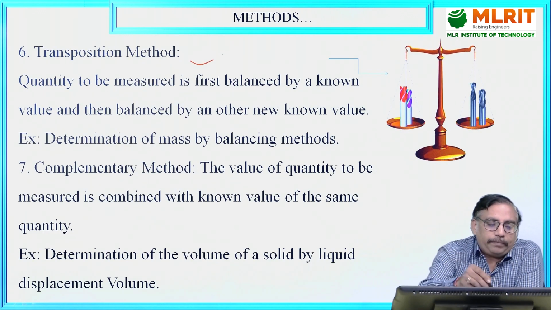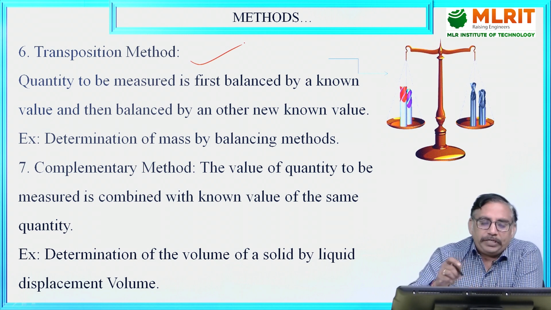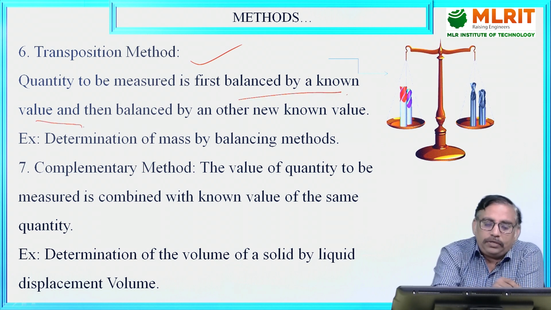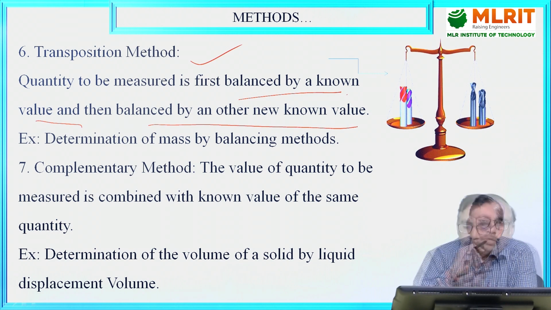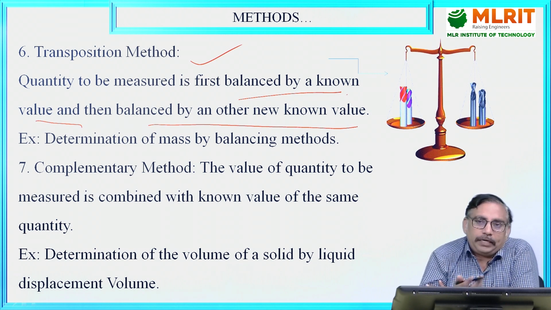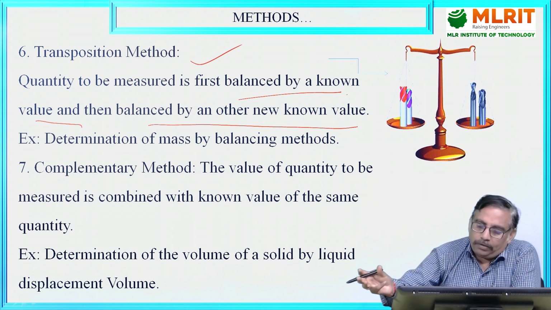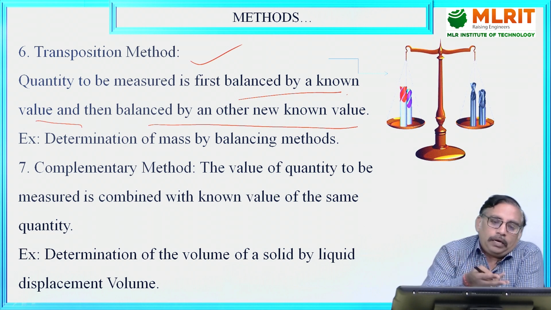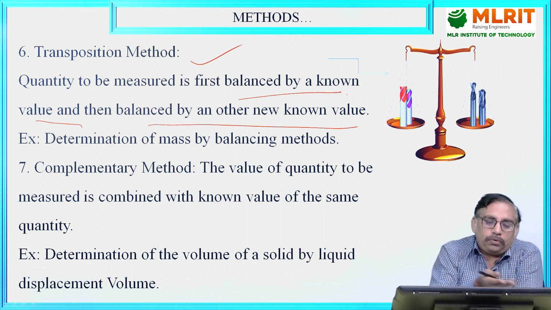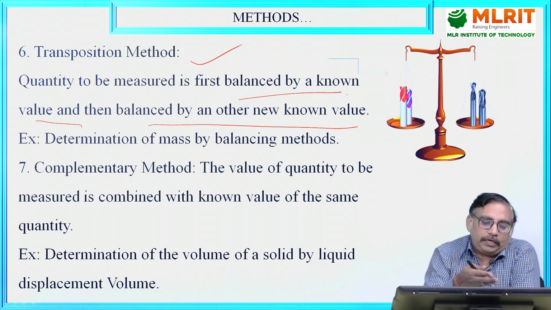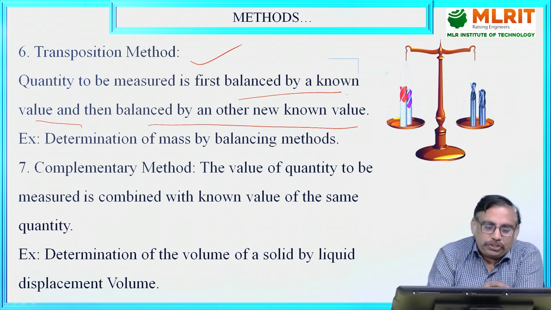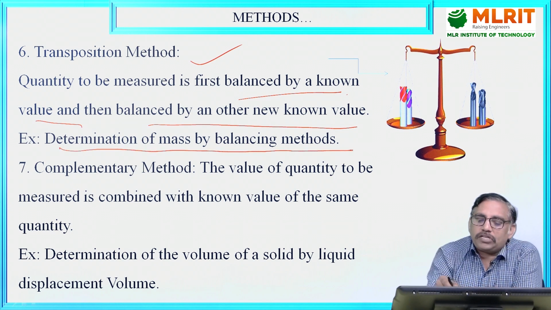So coming to next method is transposition method. Quantity to be measured is first balanced by a known value and then balanced by other new value. So many have gone to any market where they will be weighing. You have seen that one known value of 1 kg stone will be kept at one of the pans, and other onions or tomato will be kept at the other. So one is known quantity and one is unknown quantity. By this we will be telling that as a transposition method. The example is determination of mass by balancing methods.